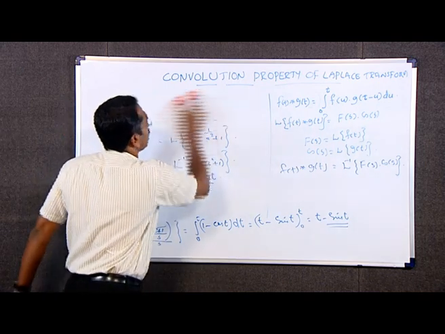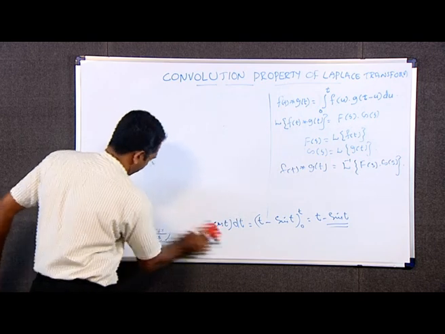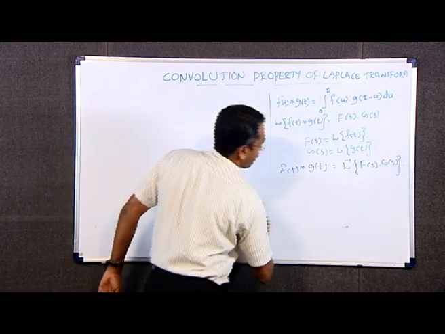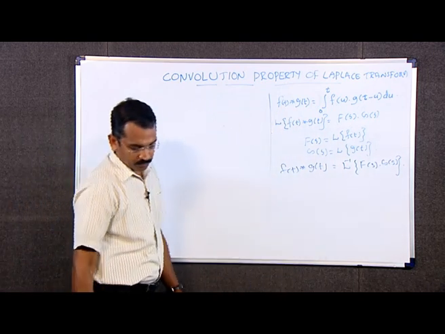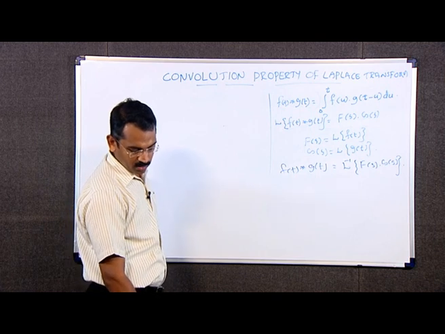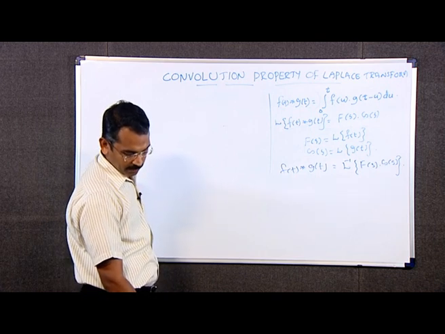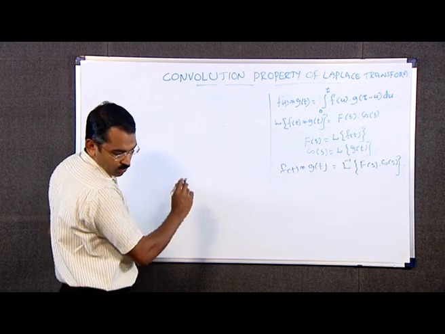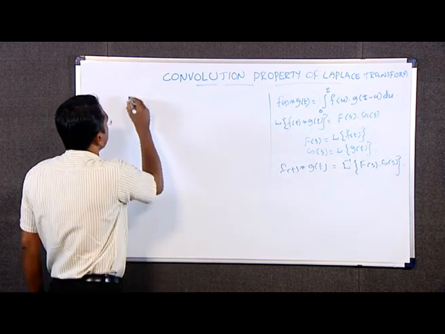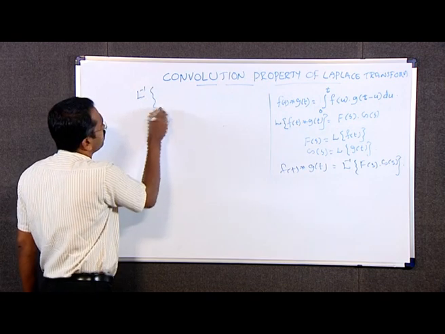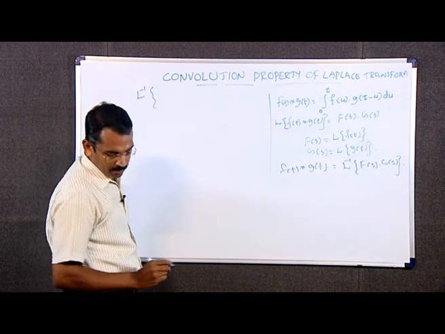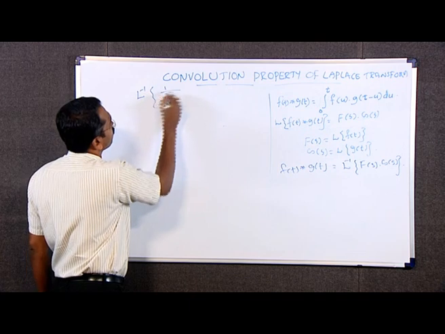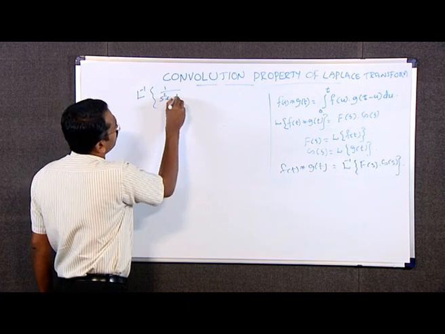Now, consider another example. Obtain the inverse Laplace transform of 1 by s square plus a square the whole square. We have to find the inverse Laplace transform of 1 by s square plus a square the whole square.